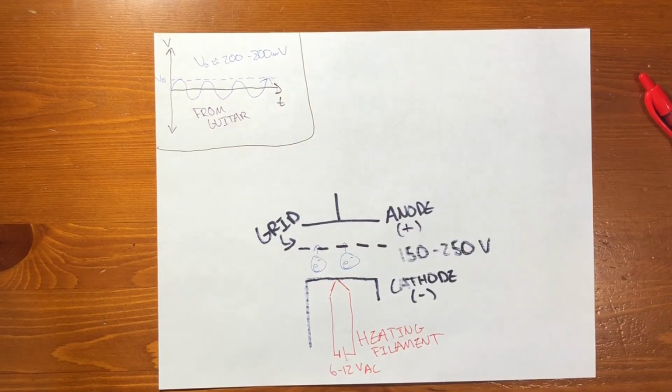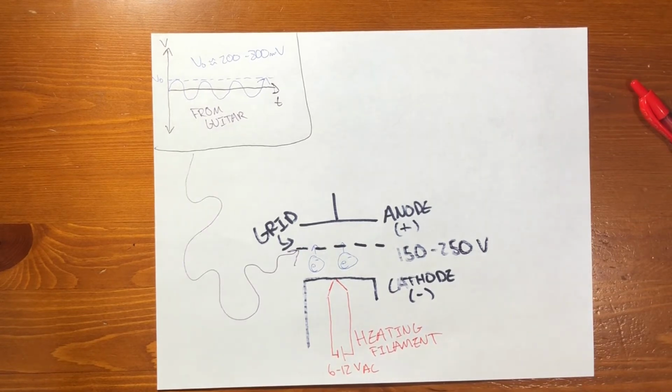We can control this flow of electrons using what's called a grid. If we charge it positively, the electrons will be attracted to it, and they'll be pushed through to the anode. However, if it's charged negatively, they'll be repelled and pushed back down to the cathode. In a way, this grid is kind of like an electron gate. It opens and closes. We control this grid using the current that we send from the guitar.